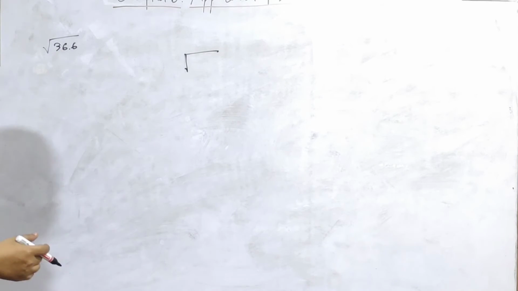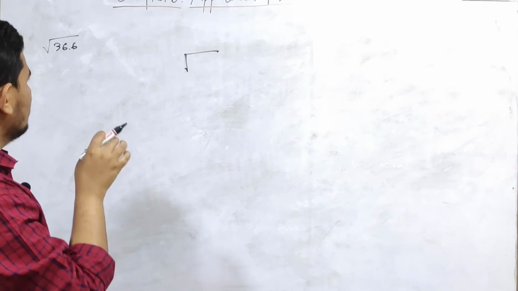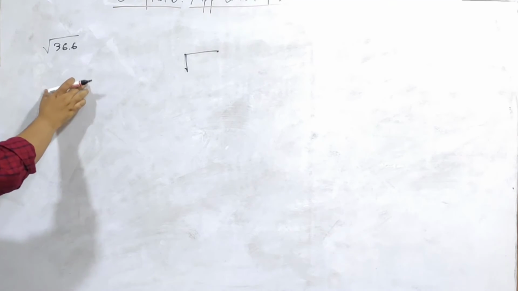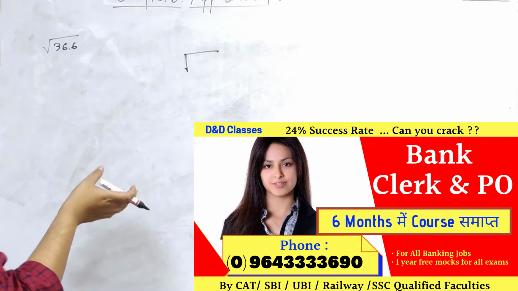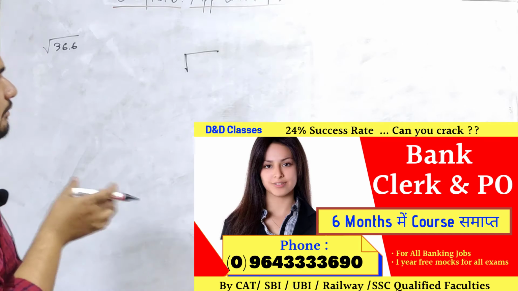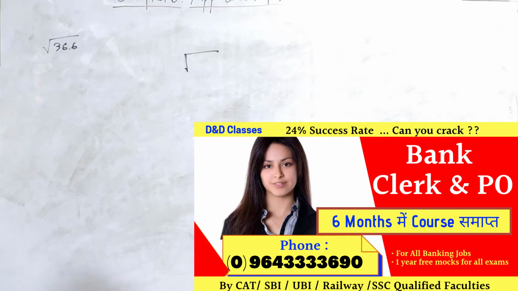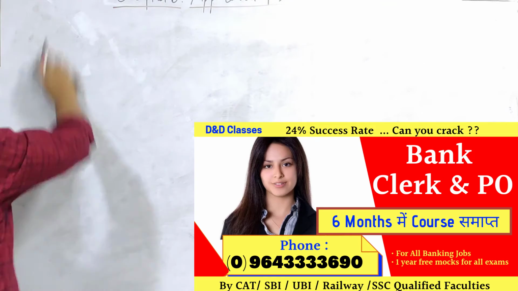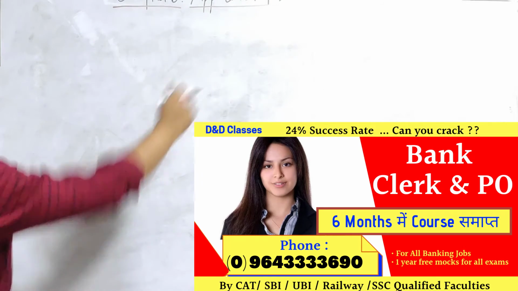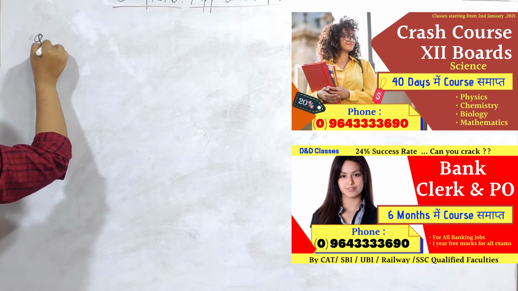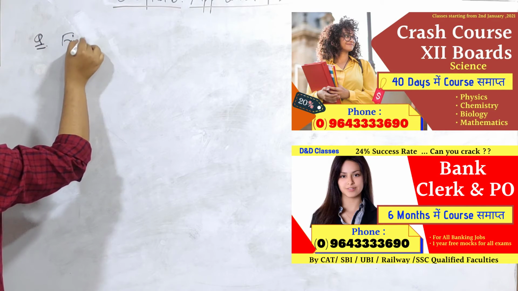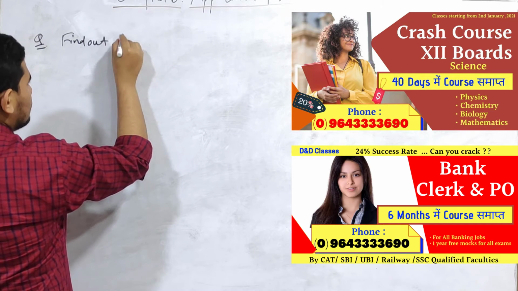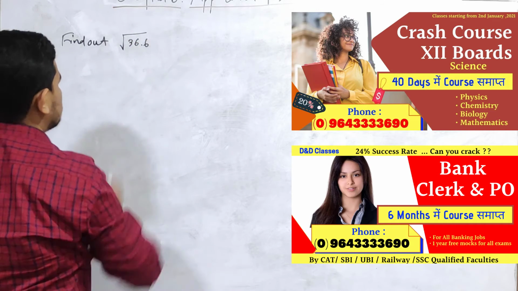But that is not the purpose of learning this trick. We need to find the square root of this number using the derivative concept, not any other form. So you will see that this is not a very tricky thing to find out. Let's suppose a question is given that find out the square root of 36.6.